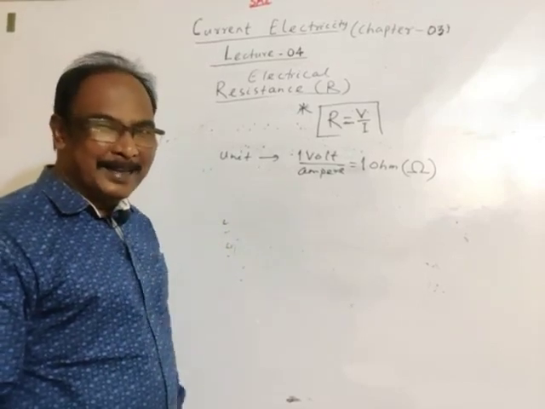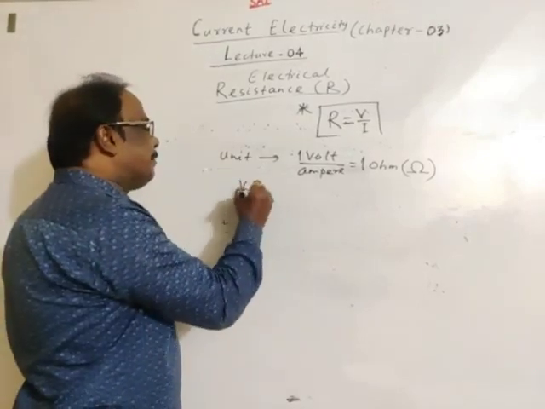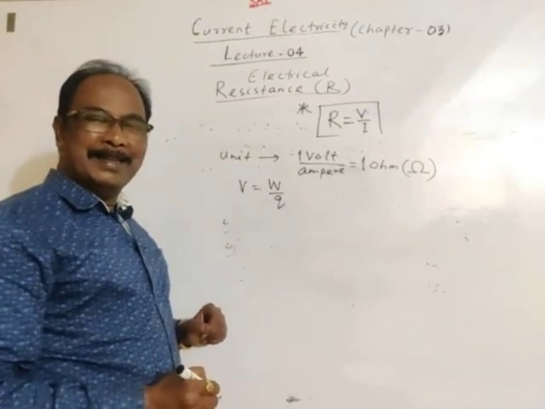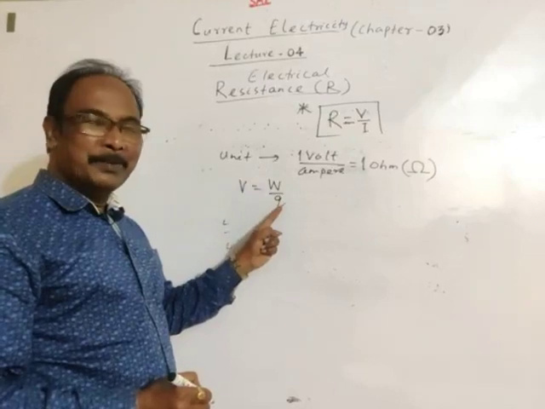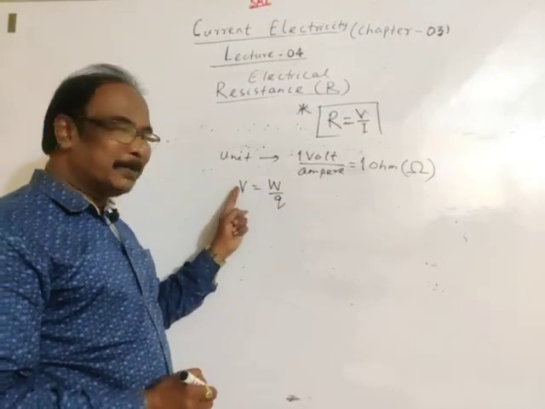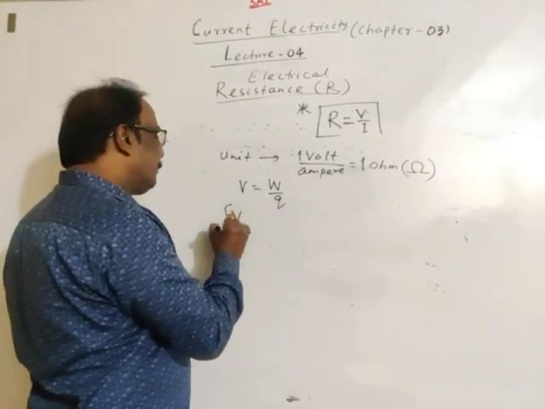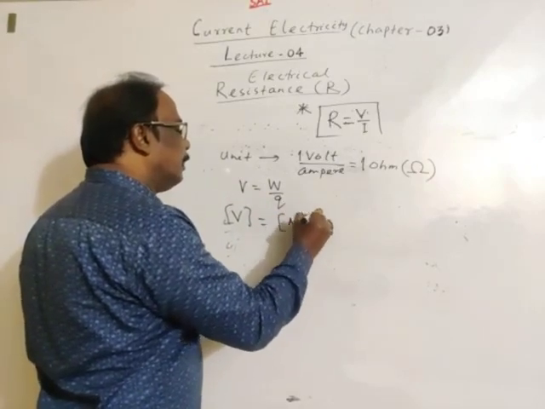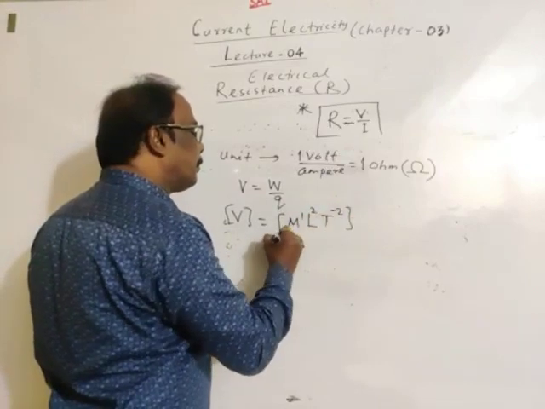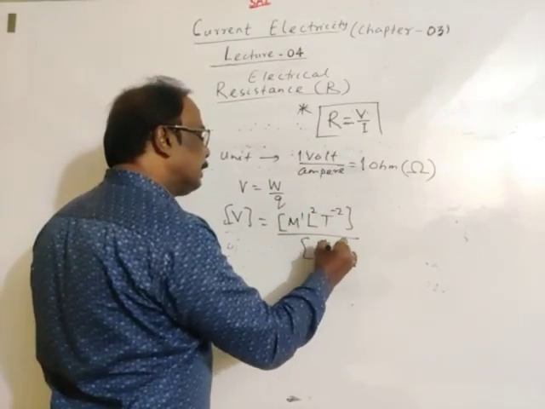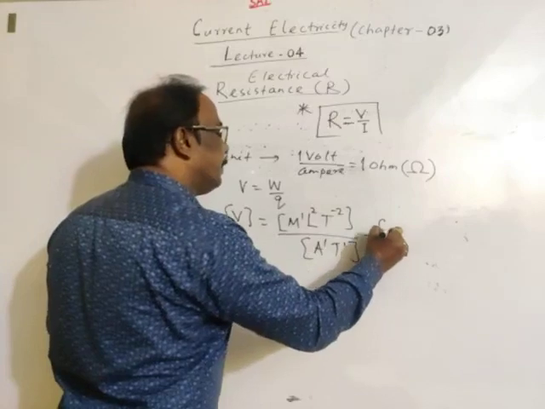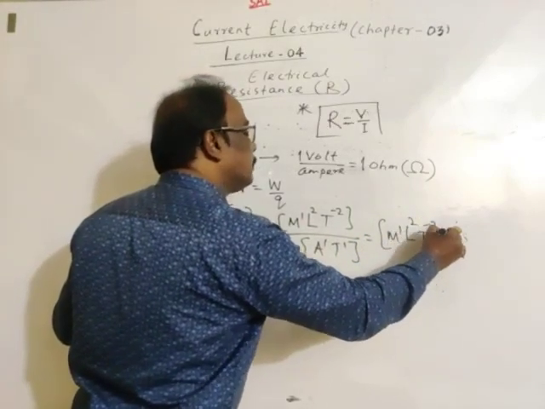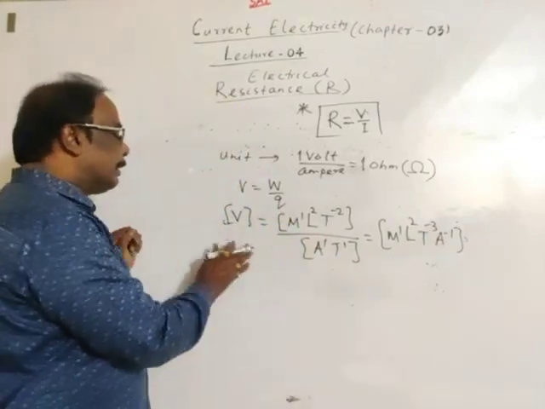Then about the dimensional formula. The dimensional formula of potential difference is the same as that of the ratio of work (watt) to charge. Work is potential difference times charge. First find the dimensional formula of work: M to the power 1, L to the power 2, T to the power minus 2. Charge is current into time. So finally, M^1 L^2 T^-3 A^-1.